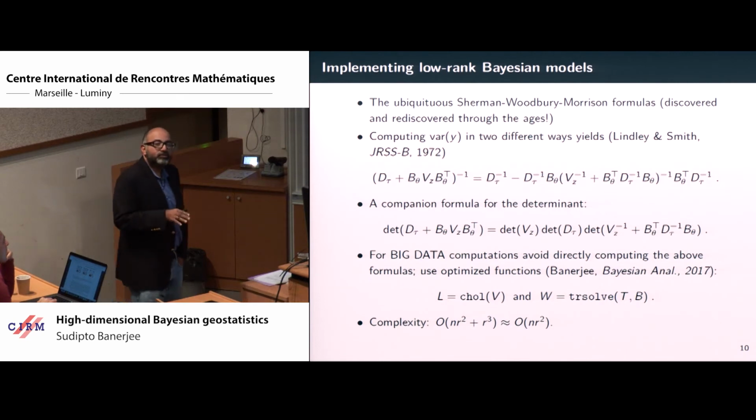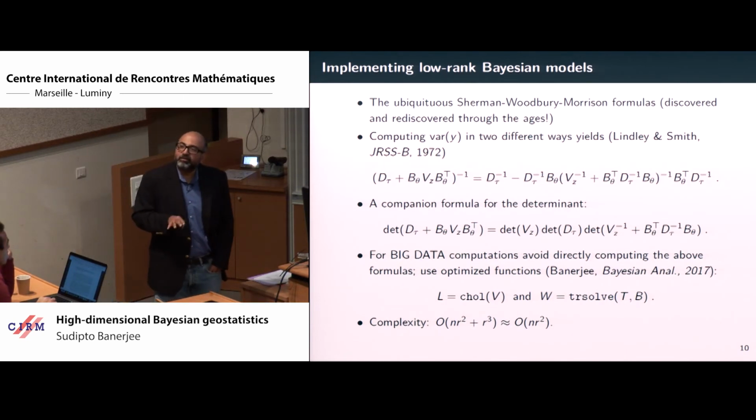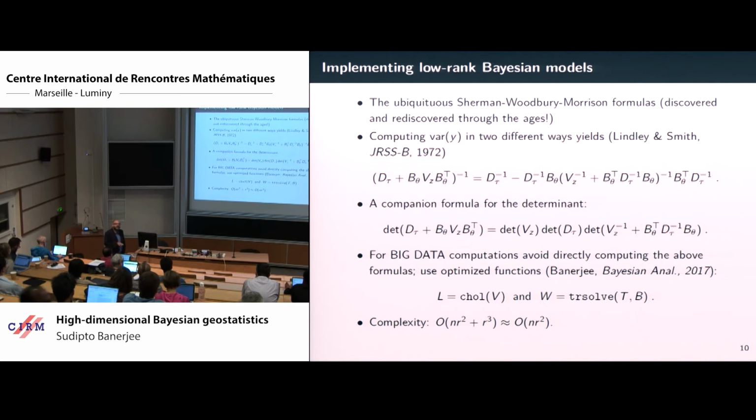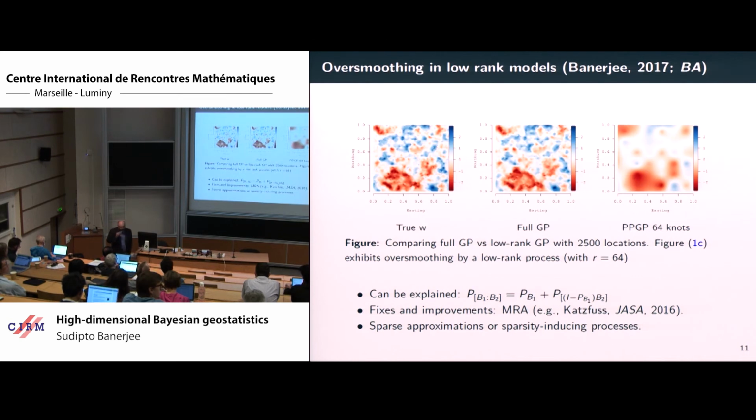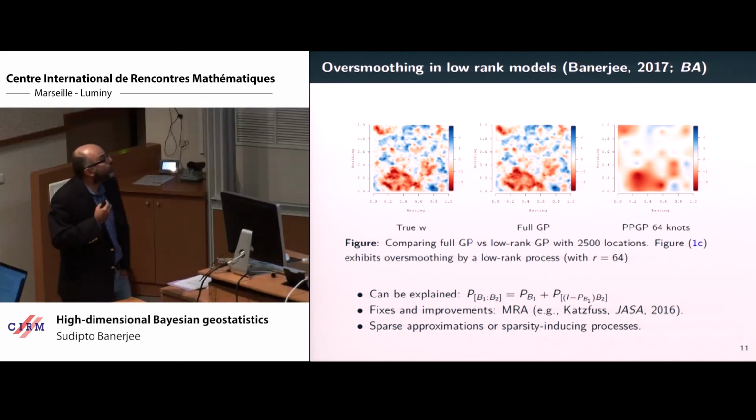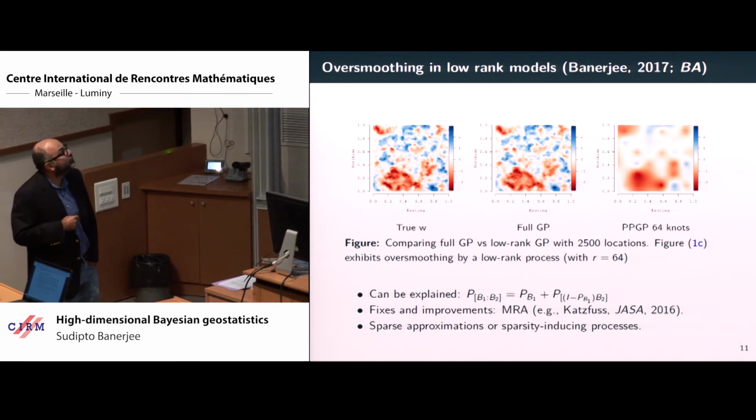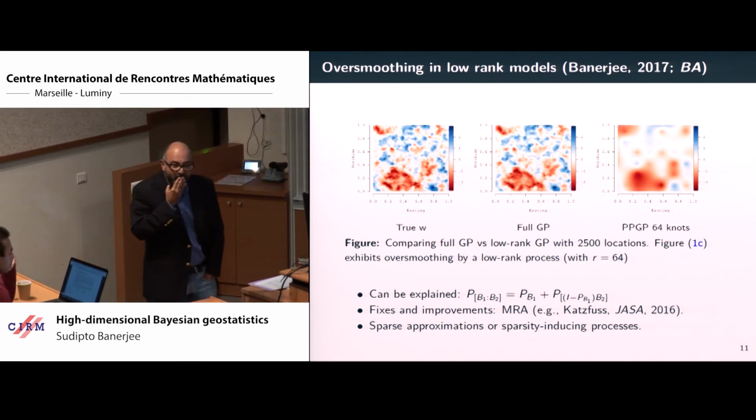Now, I've been using the word laptop. I'm certainly not suggesting that all big data analysis should be done on laptops. Absolutely not. But the point I'm trying to make is scalability, and of course, you can scale up. There are, however, some issues with low-rank models. And one of them is that they tend to over-smooth.